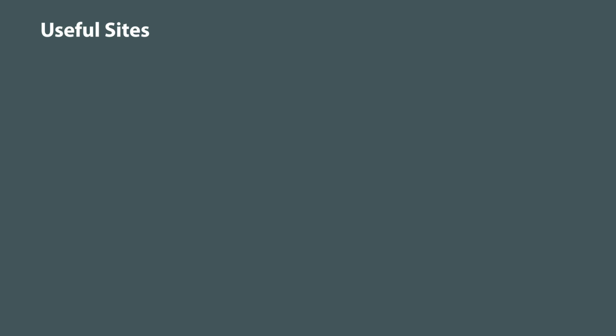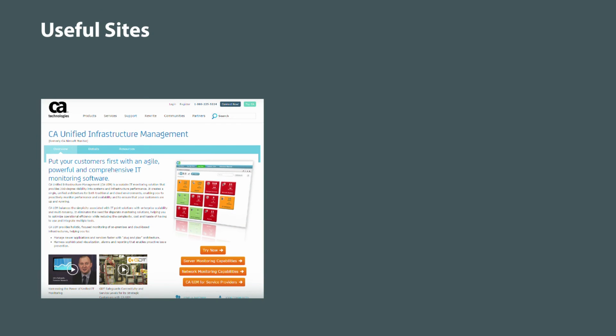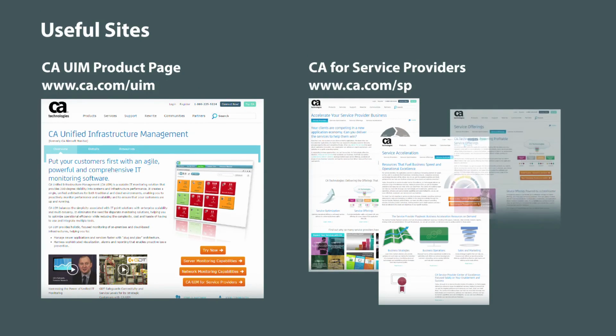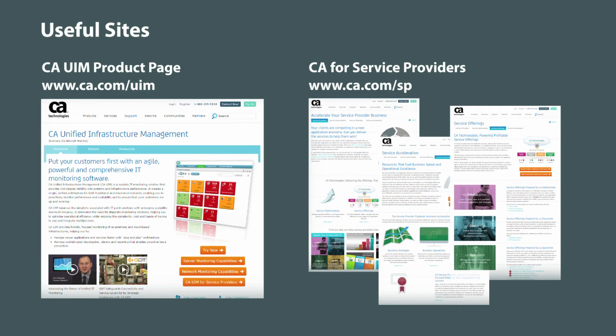To learn more, there are two key resources we'd recommend. They are the CA UIM product page on ca.com. There you'll find greater detail about product functionality, MSP customer success stories, and much more. And also, please navigate to our web pages exclusively for service providers. On these pages, you'll gain an understanding of CA's overriding value for your service provider business.